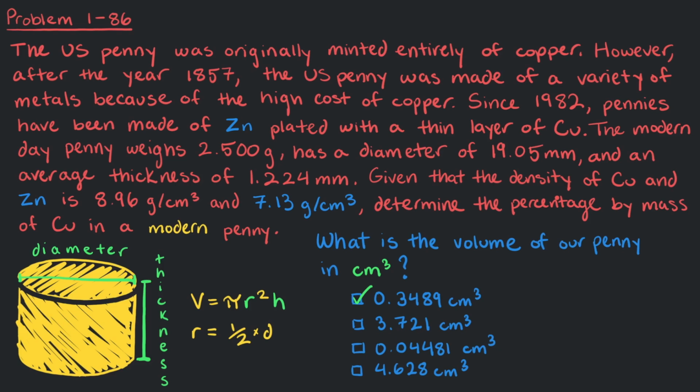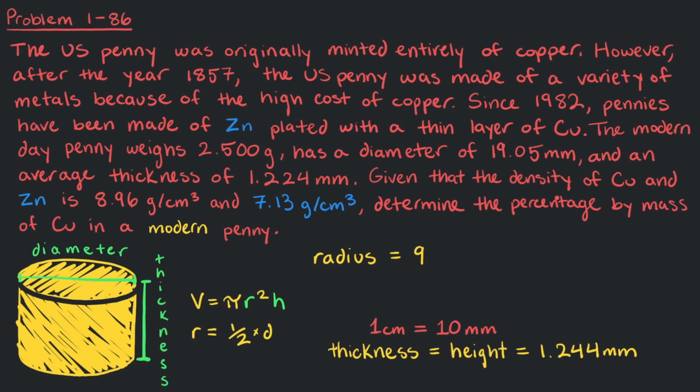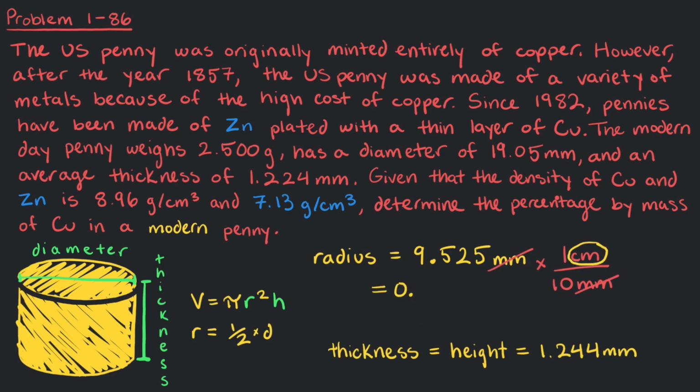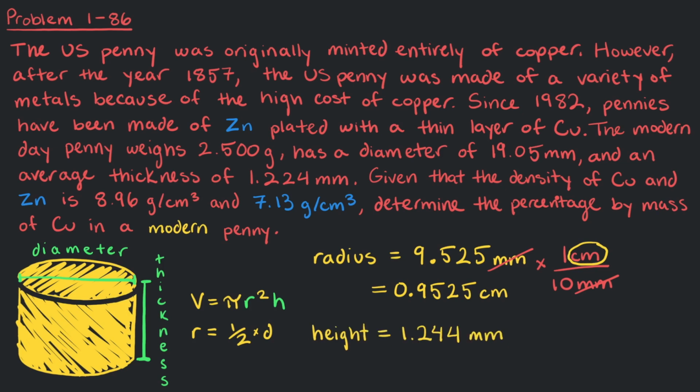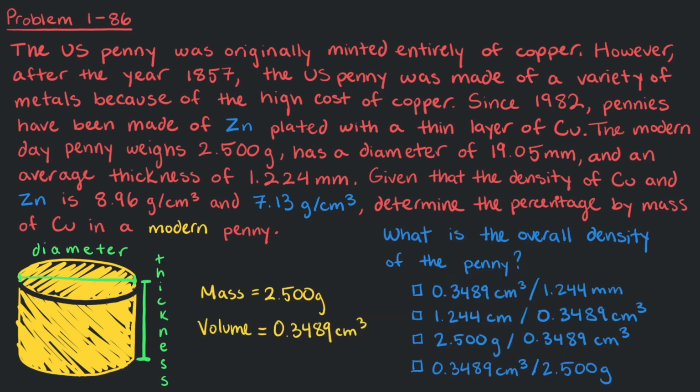Exactly. To get a solution in cubic centimeters, let's first change the radius and thickness to centimeters. Recall that 1 centimeter is 10 millimeters, so after finding the radius, 9.525 millimeters divided by 10 will give 0.9525 centimeters. The same for the thickness, turning 1.224 millimeters to 0.1224 centimeters. So altogether, what is the overall density of the penny?